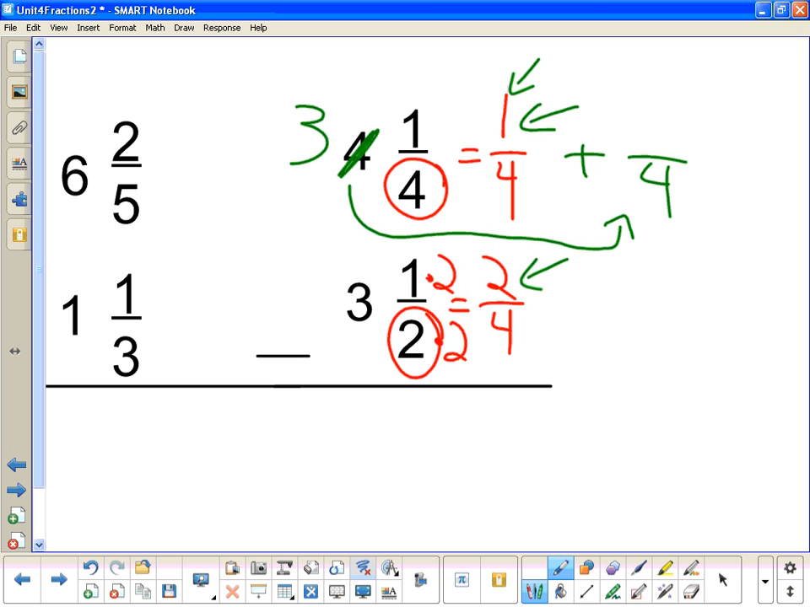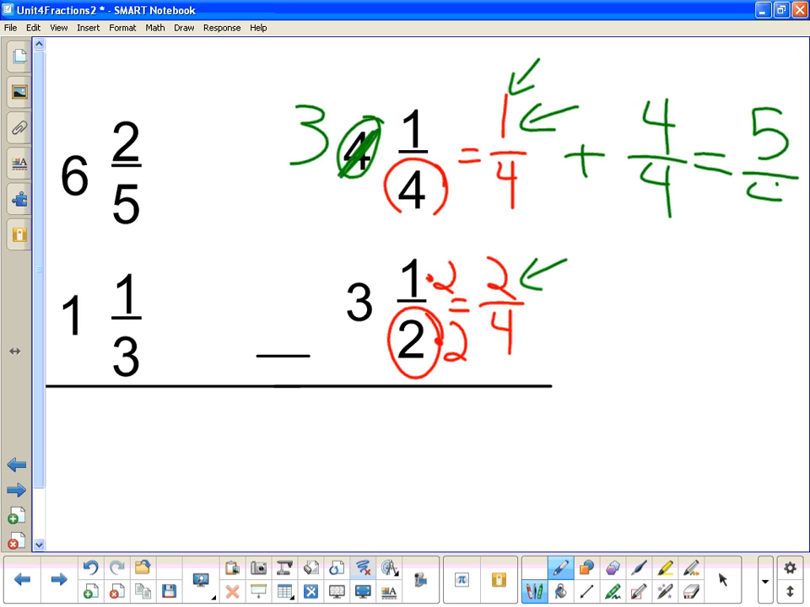So to get a whole, the whole that we borrowed from over here to be over here, to get a whole from fourths, I need to have all the fourths. So I need to have 4 fourths. That's going to be my whole. Okay, now let's go ahead and add those together. 1 plus 4 gives me 5, and our denominator 4 is going to stay the same. Let's go ahead and rewrite our bottom fraction down here, 2 fourths.